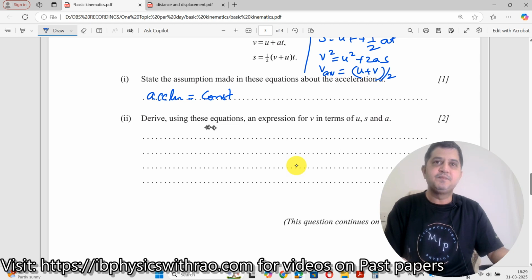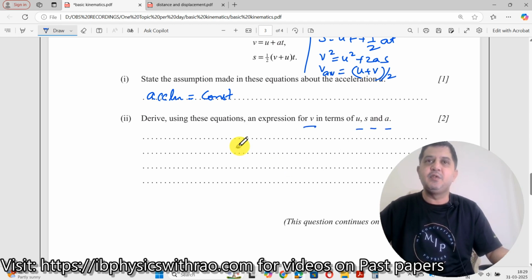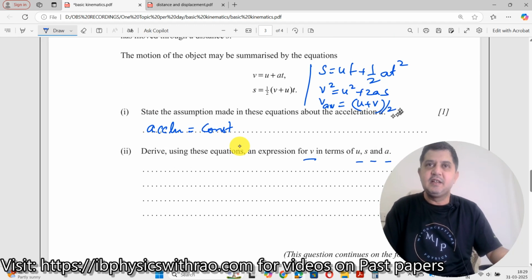Okay, so using these equations, v in terms of u, s, and a. Now you see, why did I write all those? This you will know, it is already there in the data booklet also. So which equation defines v in terms of u, s, and a? This one had t over here, and t has not been asked. So here you see v, u, a, and s. So this is the equation that you need to derive.